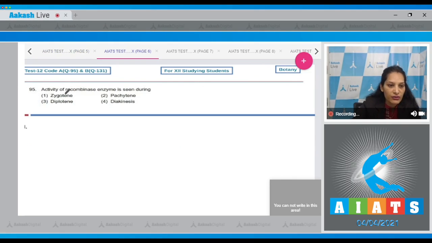Question number 95. Activity of recombinase enzyme is seen during prophase 1 of meiosis. There is a substage called the pachytene, and during the pachytene there is a crossing over which takes place. For this crossing over, there is the activity of recombinase enzyme. So recombinase enzyme is seen during the pachytene stage. So the correct option for the given question is option number 2. Let's move to the next question.